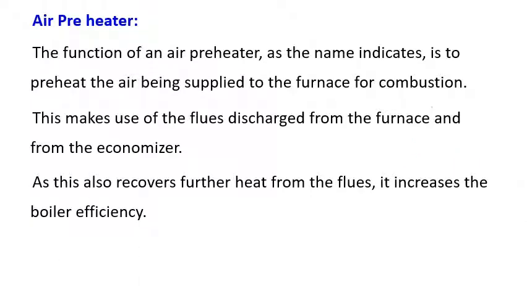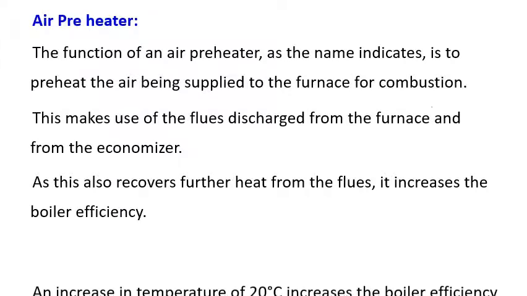It makes use of the flue gas discharge from the furnace through the economizer, as this also recovers further heat from the flues, right? First it has passed to the superheater. If a reheater is provided, to the reheater, then the economizer. Still, this flue gas, before dumping to the atmosphere, has got heat content. I don't want to waste that heat, so that heat is recovered in air preheaters.